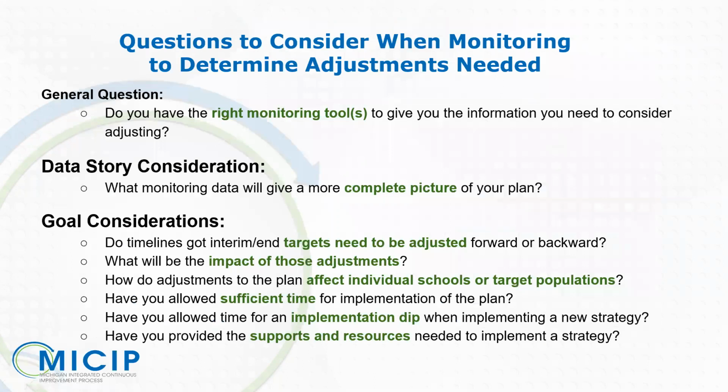During the monitoring process, you will periodically want to consider whether you need to make any adjustments based on evidence. You can adjust in 4 areas: data story, goal, strategy, and activity. Note that it is not necessary to adjust every time you monitor. Before you adjust, you are prompted with a series of questions, such as those on the screen. The questions will vary depending on the area of adjustment you are considering, but there is also a general question that you may want to consider before making any adjustments.